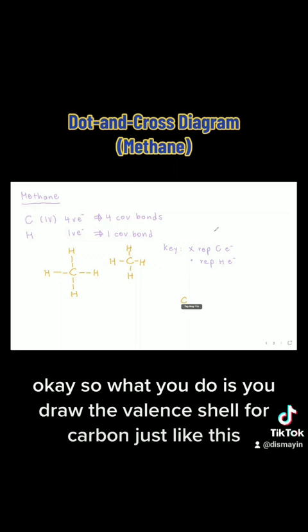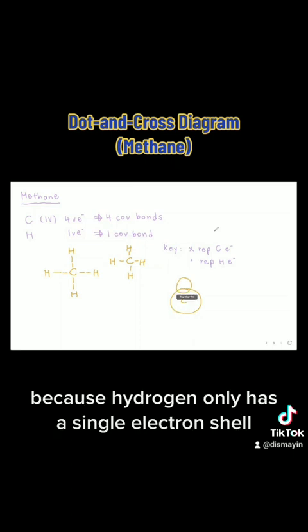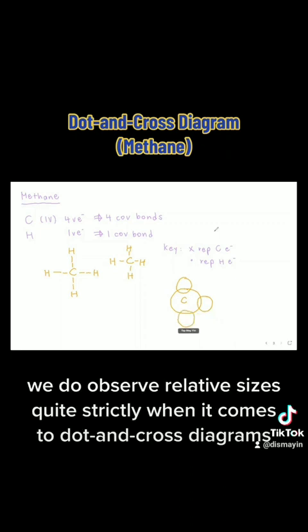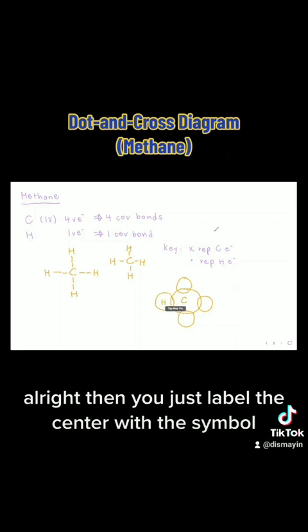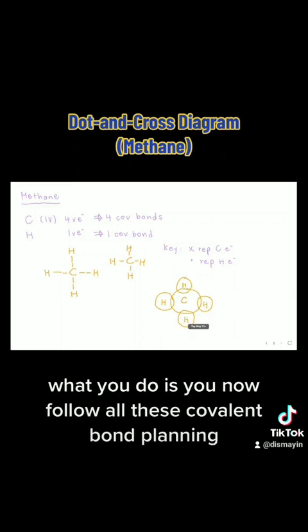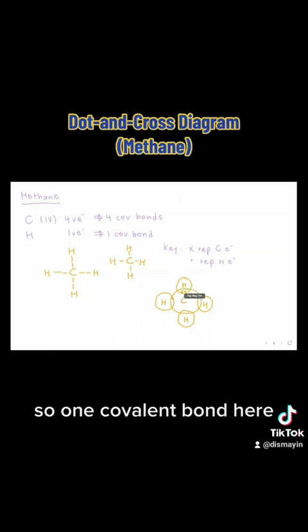So what you do is you draw the valence shell for carbon, just like this, and then you surround it by 4 smaller ones because hydrogen only has a single electron shell, so it shouldn't be too big. We do observe relative sizes quite strictly when it comes to dot cross diagrams. Then you just label the center with the symbol. After that, you follow all these covalent bond plans and draw them here. So 1 covalent bond here, 1 covalent bond here, this one as well, and then the last one's here.